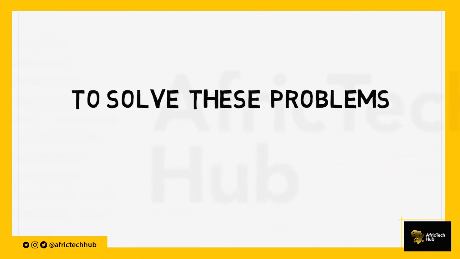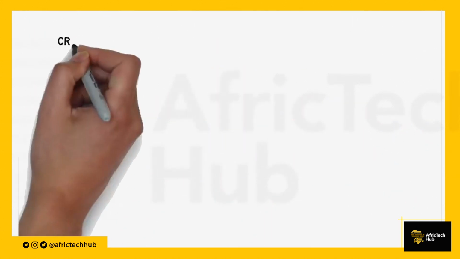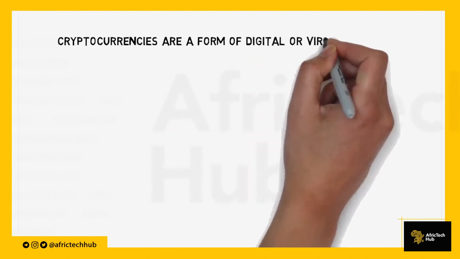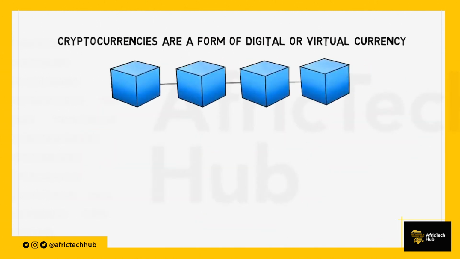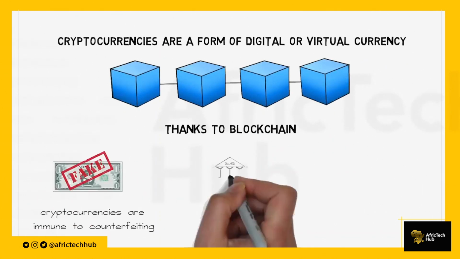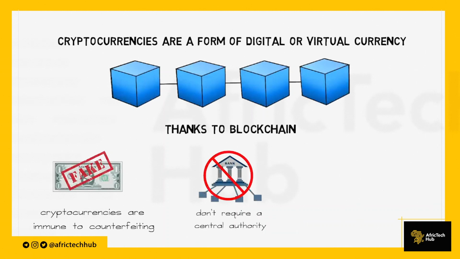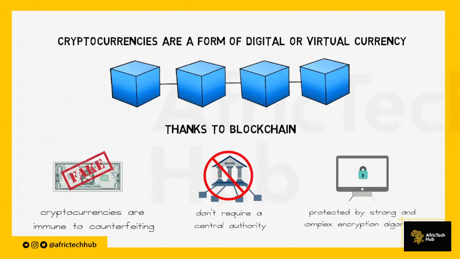So to solve these problems, the concept of cryptocurrency came into existence. Cryptocurrencies are a form of digital or virtual currency that run on a technology known as blockchain. Cryptocurrencies are immune to counterfeiting. They don't require a central authority, and they are protected by strong and complex encryption algorithms.